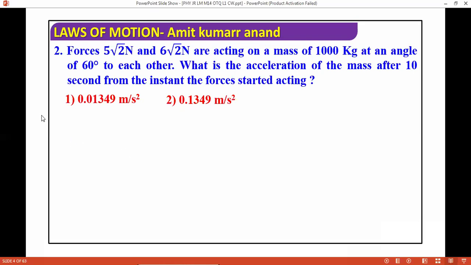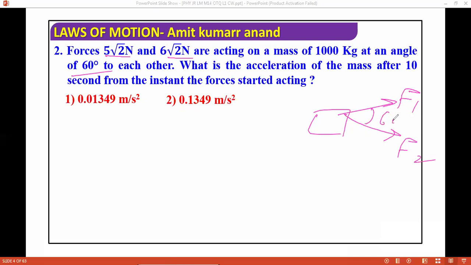So here, there are two forces: one force is 5 Newton, another force is 6 Newton, acting on a mass at an angle of 60 degrees. So basically, this is a mass, and you are applying F1 and F2. Suppose the angle is 60 degrees. From here, you can find the net force, the resultant of F1 and F2. So how will you find FR?